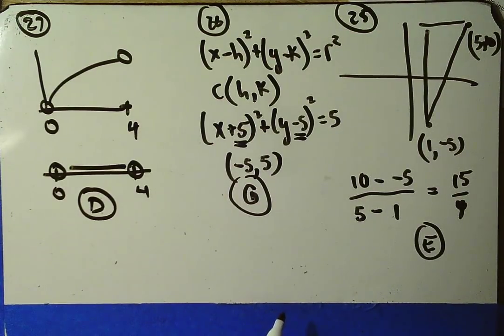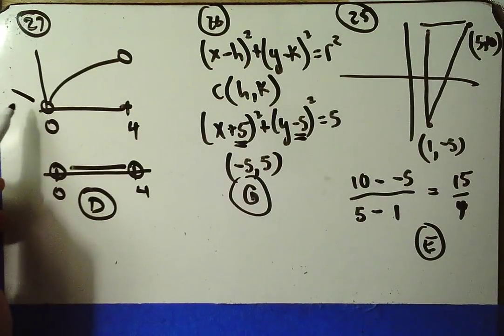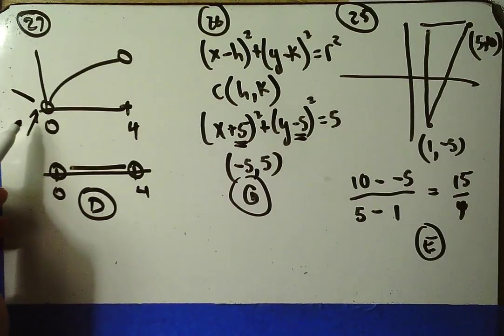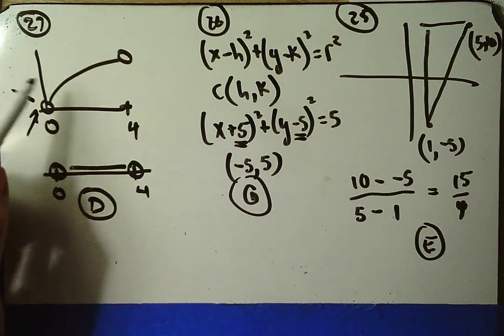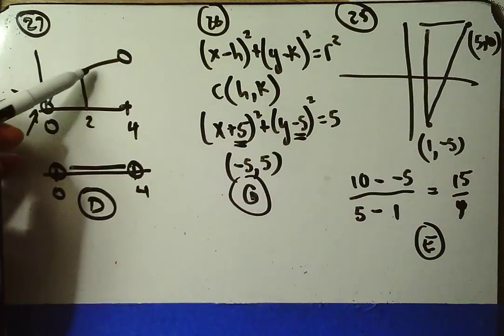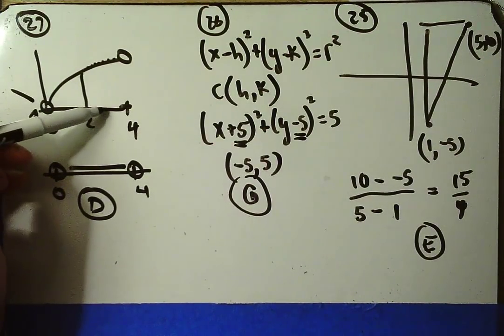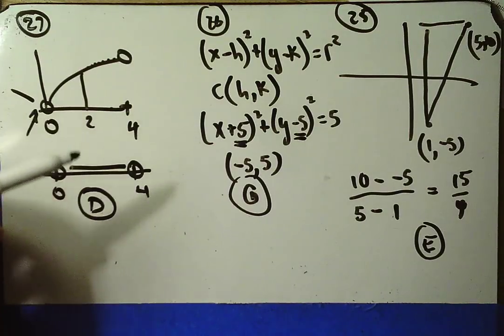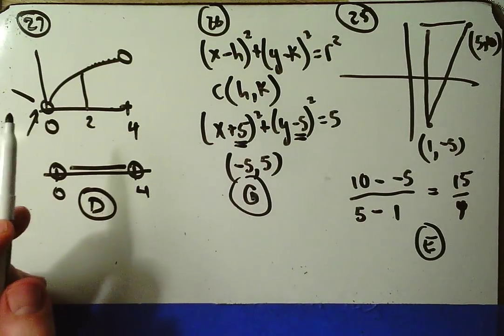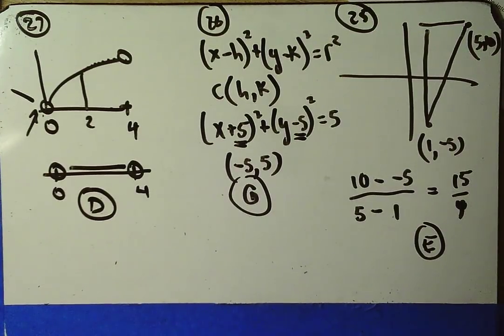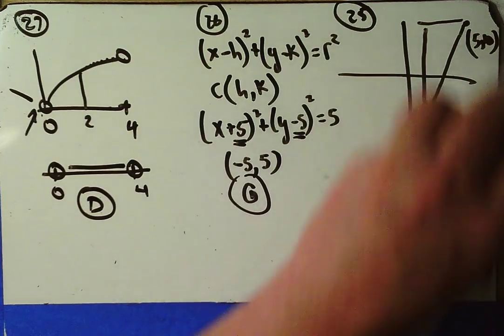I don't want choice A because 0 is not included. I don't want choice B because 0 is not included. Choice C doesn't work because here's 2. What about all these values that are in the domain, like 2.1 and 3 and 3.7? And all real values of x? No, because 4 and 0 are real values of x and they're not included. Okay, so choice D for number 27.